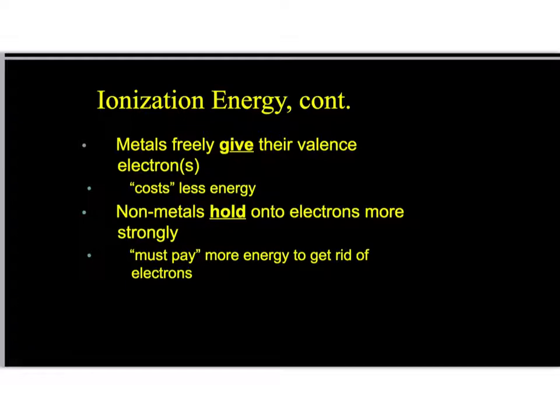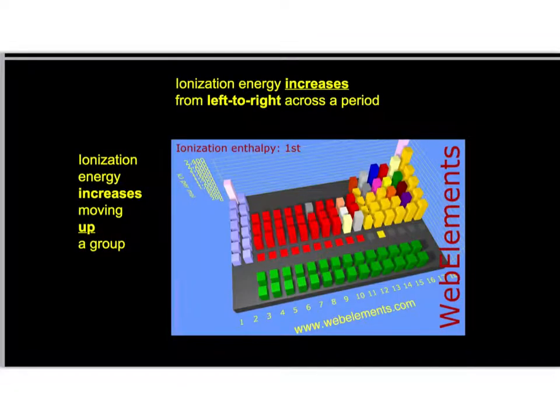So metals are going to give their valence electrons more freely, right? So they cost less energy. Non-metals are going to hold on to those more strongly, which is why it increases from bottom to top and left to right. If you look at this picture, it shows you, as we move up the group and from left to right, it's going to increase.